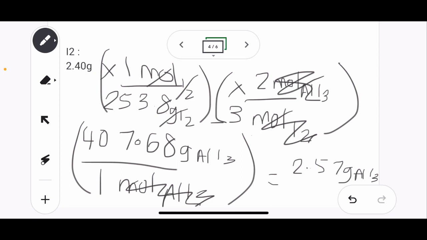So as we can see, the limiting reactant is always the reactant that produces the least amount of product, and when we compare 2.57 grams of aluminum iodide to how much the aluminum conversion gave us, which was 18.1, we can see that the limiting reactant is iodine and the excess is aluminum, and thus only 2.57 grams of aluminum iodide is created in this reaction.